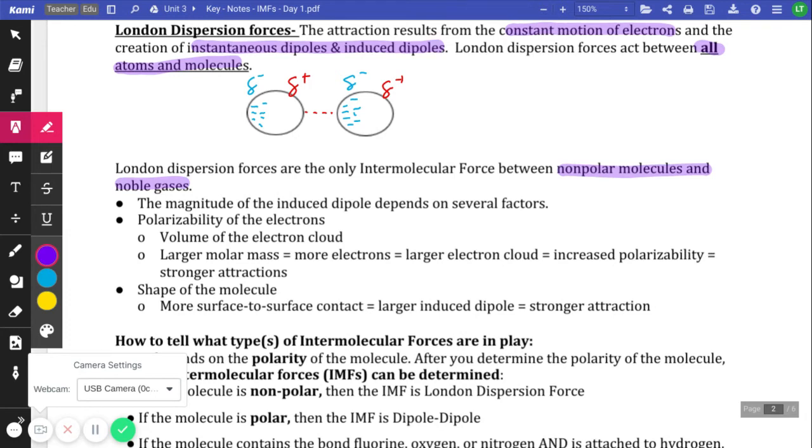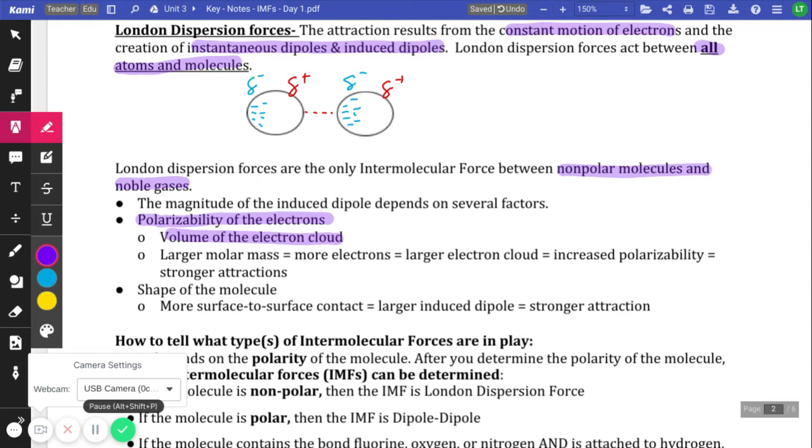Okay, and then, guys, how strong our dipole is depends on a couple of factors. How strong that negative and that positive charge are going to be depends on several factors. The first one is the polarizability of the electrons. What that means is how likely is my electron cloud to create that dipole, or to have that electric field take place. And that depends on two factors. The first is the volume of the electron cloud. How big is our electron cloud?